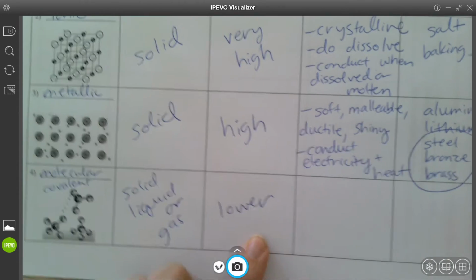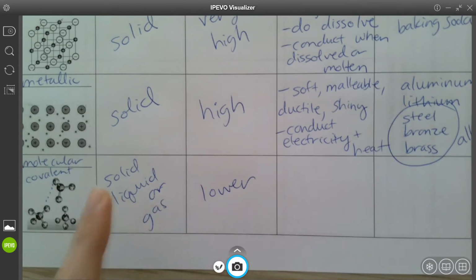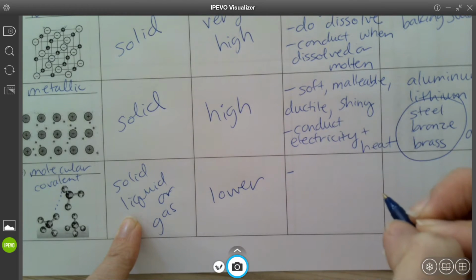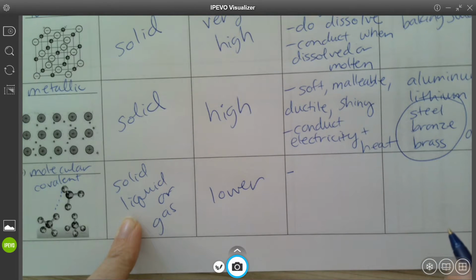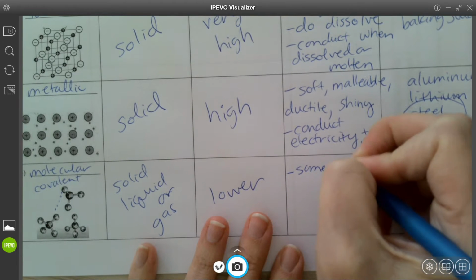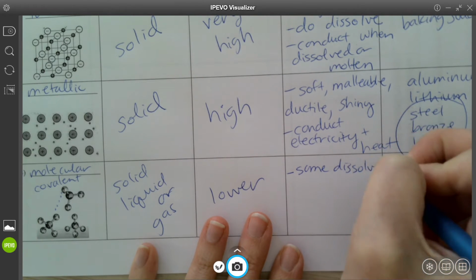Molecular covalent. Did these dissolve? Did the wax dissolve? No. Did the sugar dissolve? Yes. Okay. So the thing with molecular covalent is that some of them dissolve in water and some of them don't. Okay. Some dissolve. Some don't.